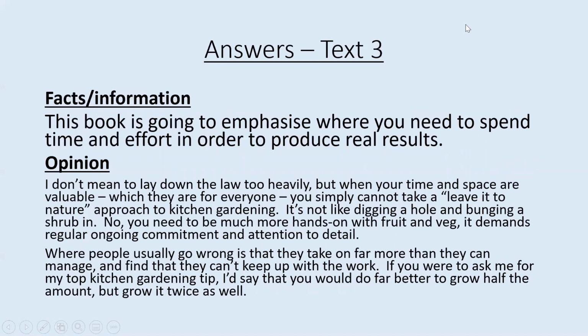But the third text about kitchen gardening and growing fruit and veg was the other way around. There was only really one point in that text which came under facts and information, which was where it said, "This book is going to emphasize where you need to spend time and effort in order to produce real results." So that's basically setting out what the book is going to get across to the person reading it. The majority of it, I would say, came across as written from the author's point of view and their opinion.